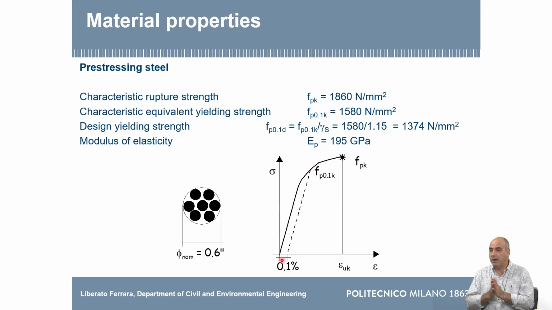This is the strength to which, if you unload your tendon, there is residual deformation. Because if the material is elastic, when you load and unload, you go to 0. But if the material is non-elastic like this, when you load and unload, there is some residual deformation remaining. So the equivalent yielding strength is defined as that stress to which a residual deformation upon unloading of 0.1% corresponds. And this is 1580 Newton per square millimeter. These are data that the manufacturer of the tendon gives you.